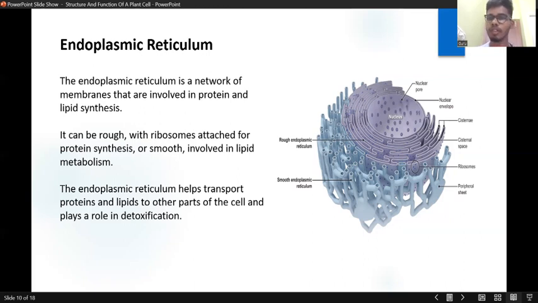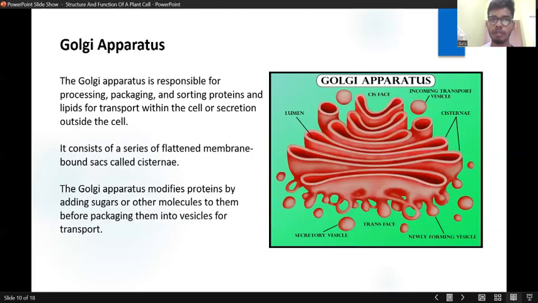So this is the picture of the endoplasmic reticulum. Next, move on to the Golgi apparatus. The Golgi apparatus is responsible for processing, packaging, and sorting proteins and lipids for transport within the cell or secretion outside the cell.